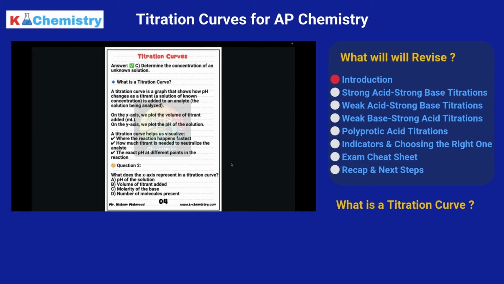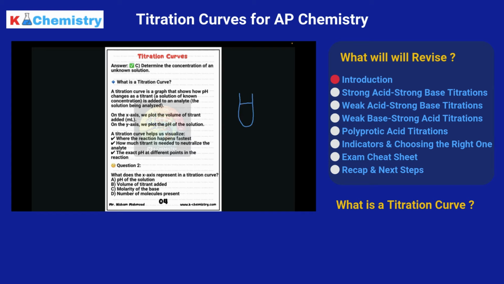But what is a titration curve? It's a curve or a graph that shows how pH changes as the titrant is added to the analyte. What are the titrant and analyte? You remember we have the two test tubes? Yes, we have the test tube with the unknown solution concentration and the other test tube with the known concentration solution. So let's start with the first one.